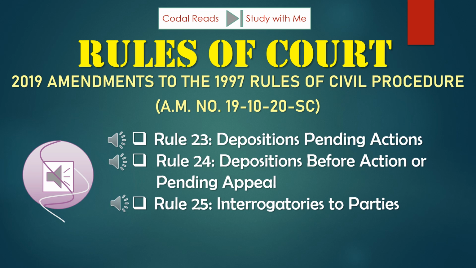Rule 25. Interrogatories to parties. Section 1. Interrogatories to parties, service thereof. Upon ex parte motion, any party desiring to elicit material and relevant facts from any adverse parties shall file and serve upon the latter written interrogatories to be answered by the party served, or if the party served is a public or private corporation or a partnership or association, by any officer thereof competent to testify in its behalf.